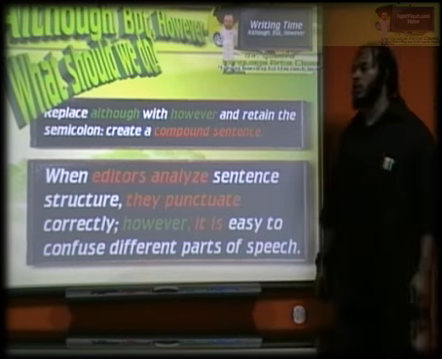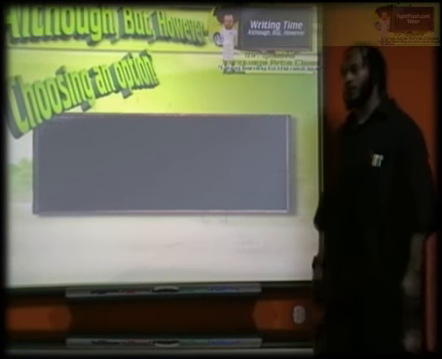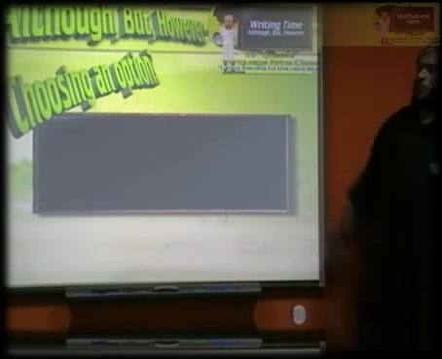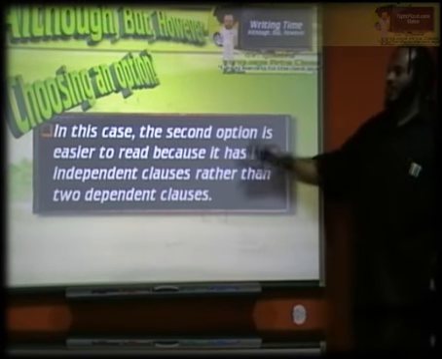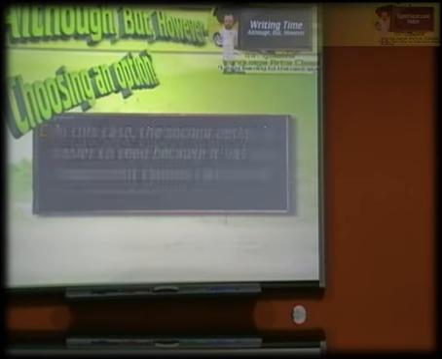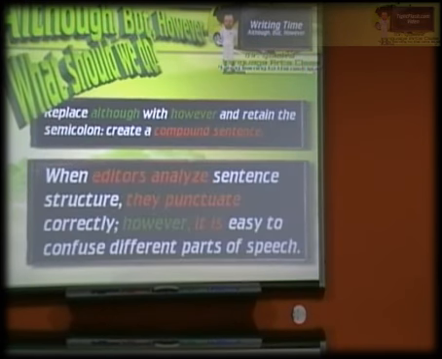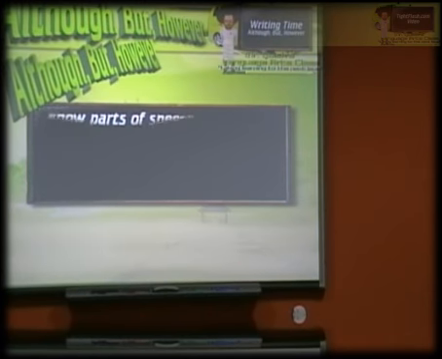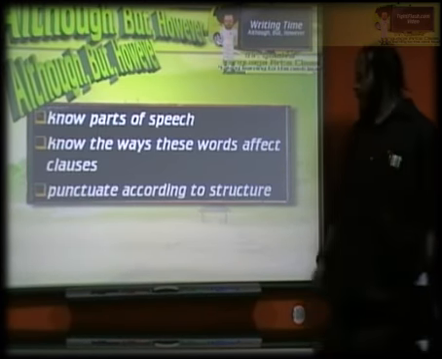Now, say you just want to use a comma. Oh, all right, I was going to talk about the but. That's okay. Choosing an option. In this case, the second option is easier to read because it has two independent clauses rather than two dependent clauses. The second option, the one we just saw, this option. That's easier. Yes?